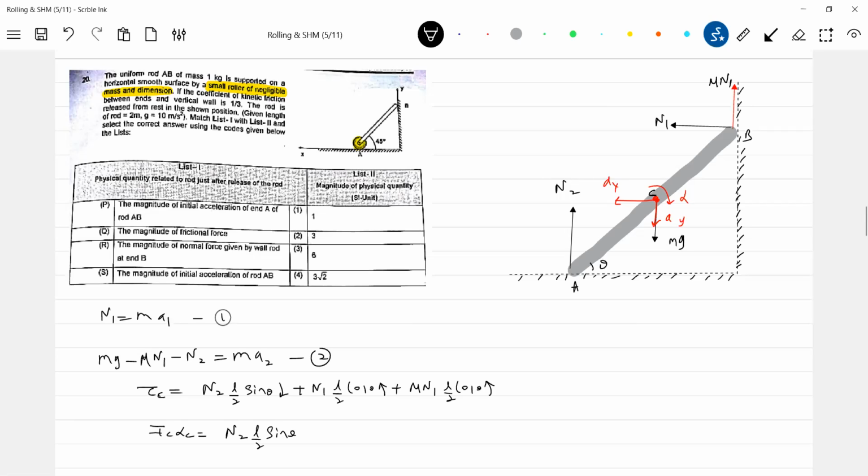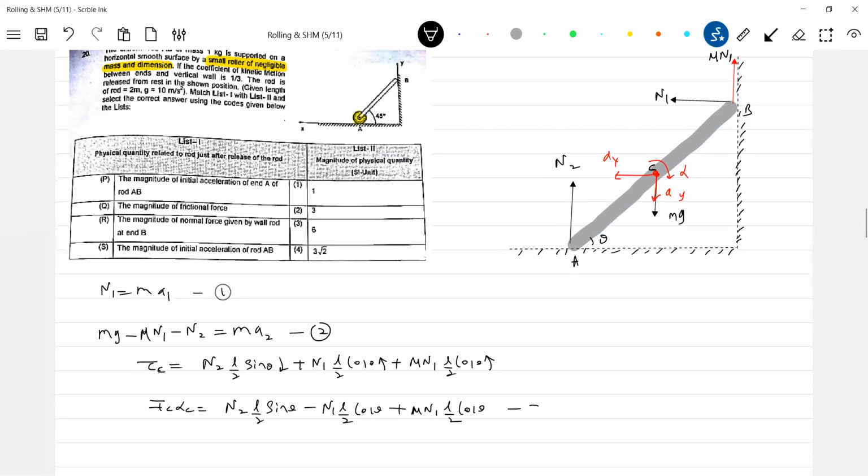Whichever torque is clockwise, I'll take it positive. Anti-clockwise, let me take negative. Clockwise one, I'll take positive. N1 L by 2 cos theta. What is IC? m L square by 12. So that's the equation 3. Moment of inertia, I'll write it.